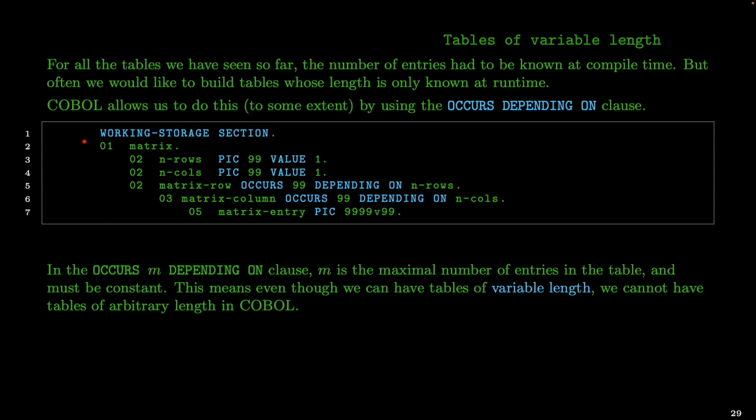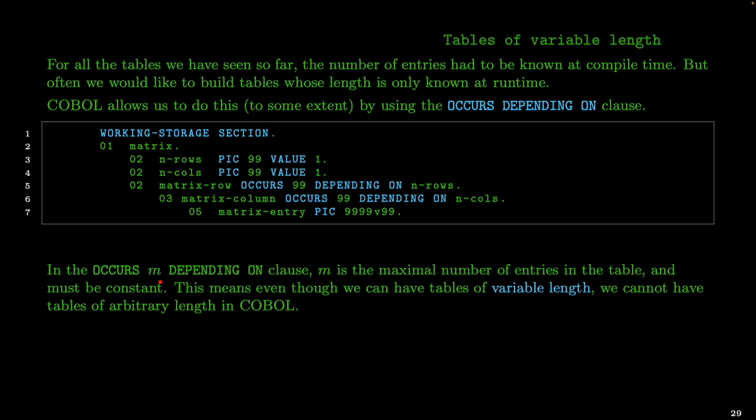So we again have our matrix. Now I added 2 additional data items in the beginning, n rows and n columns, which should be the number of rows and the number of columns. A 2-digit number, which I initialize with 1 just for simplicity. And now what I do is matrix row occurs 99 depending on n rows, and matrix column occurs 99 depending on n columns. So this works as follows.